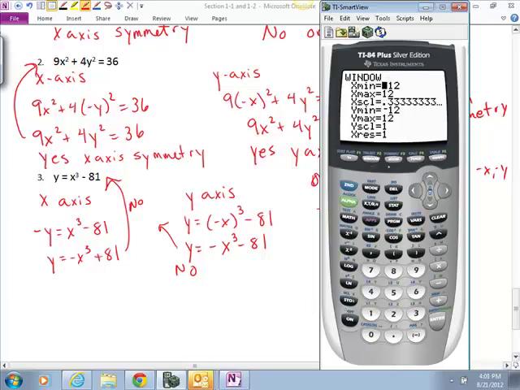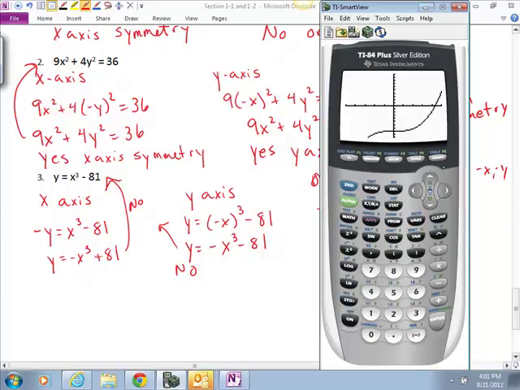The window on that, it's shifted down, so we can go like -5 to 5 on the x, but it's shifted down 81 units. So we could go like -100 to +100 on the y. And let's make our y scale like 10, so each tick mark is counting by 10.